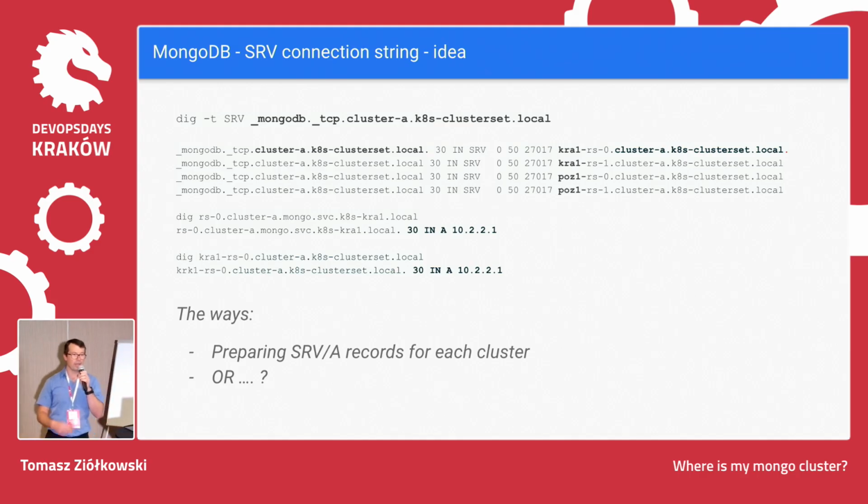Okay, having such a configuration, we are able to connect from the outside world to the Mongo cluster that is spawned on 2 or 3 different Kubernetes clusters. However, maintaining such records can be not easy, and maybe we can use some other approach.